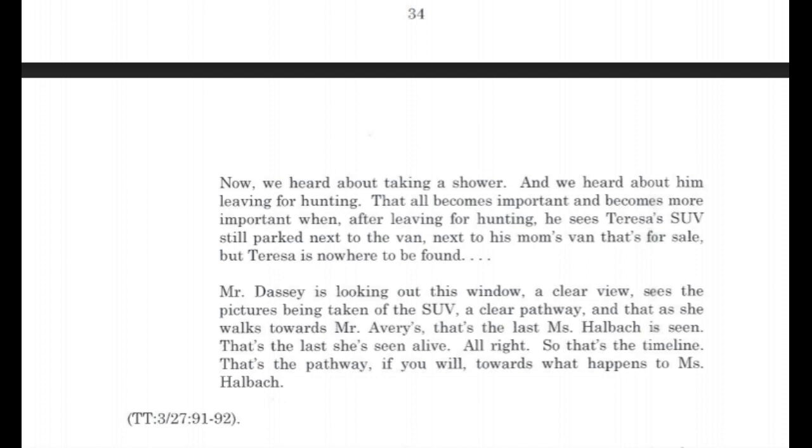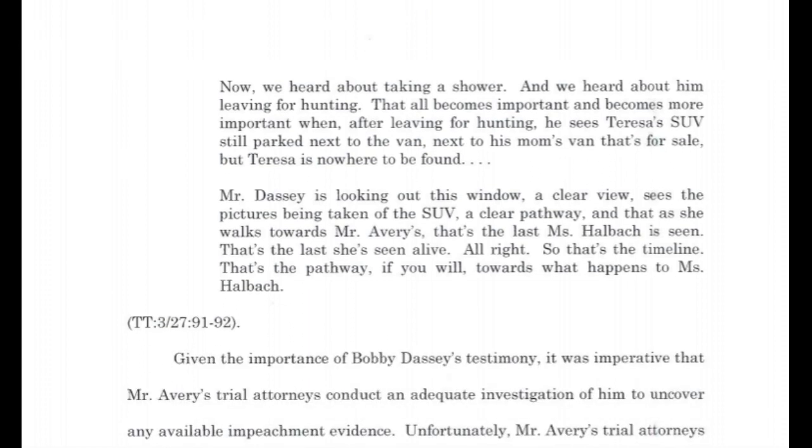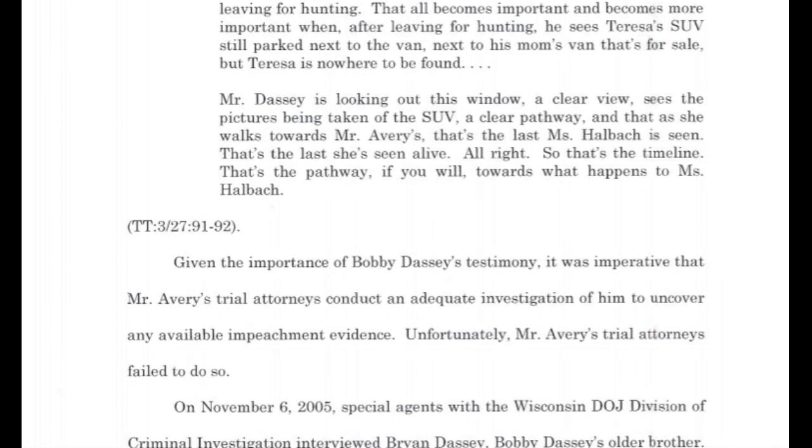Mr. Dassey is looking out of this window, a clear view, sees the pictures being taken of the SUV, a clear pathway, and then she walks towards Mr. Avery's. That's the last Miss Halbach is seen. That's the last she's seen alive, all right? So that's the timeline. That's the pathway, if you will, towards what happens to Miss Halbach.